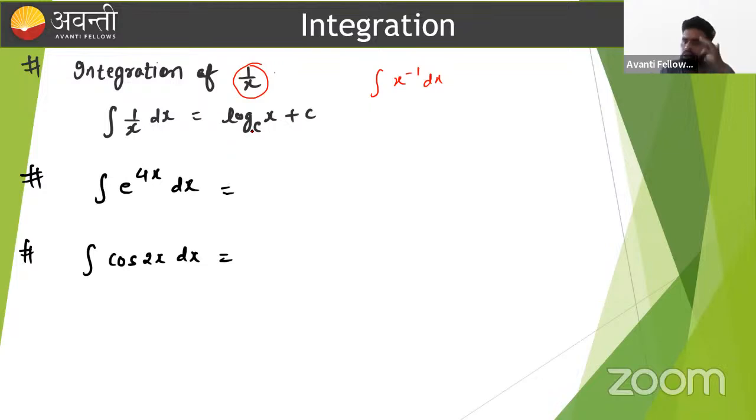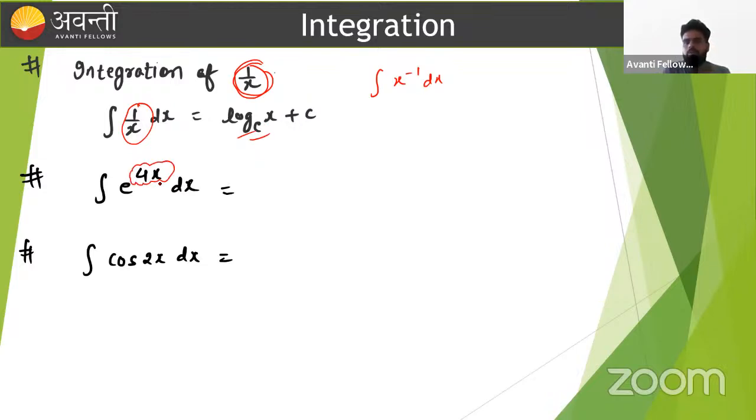So we have to think about 1 by x, the differentiation of what gives it? The answer you will get by yourself: log x. So what is the integration of 1 by x? The answer is log x, sir. Yes or no, beta? Tell me what is the answer of e raised to power 4x?